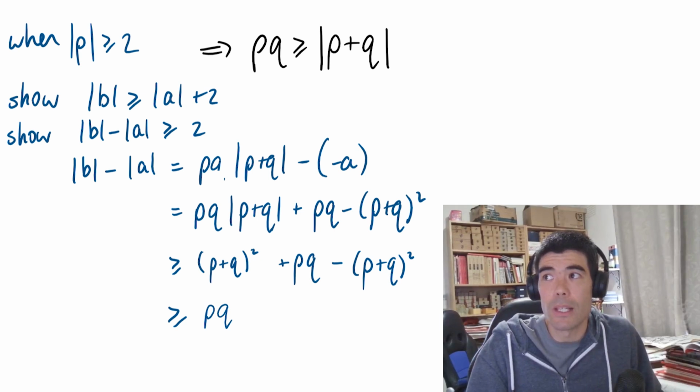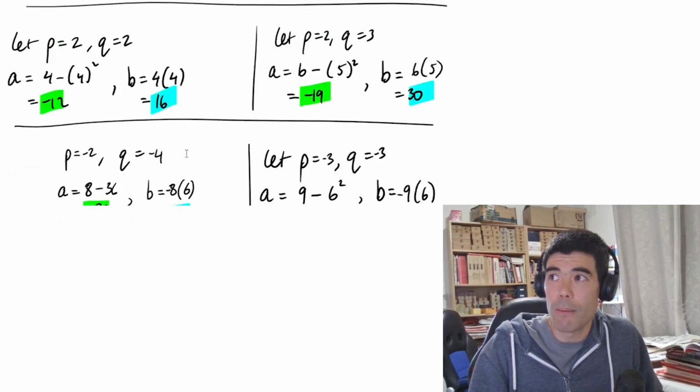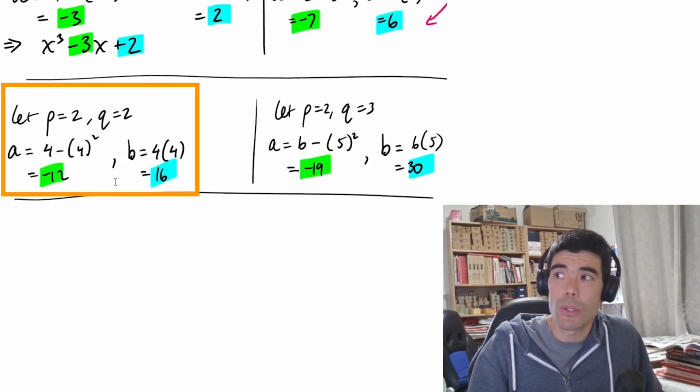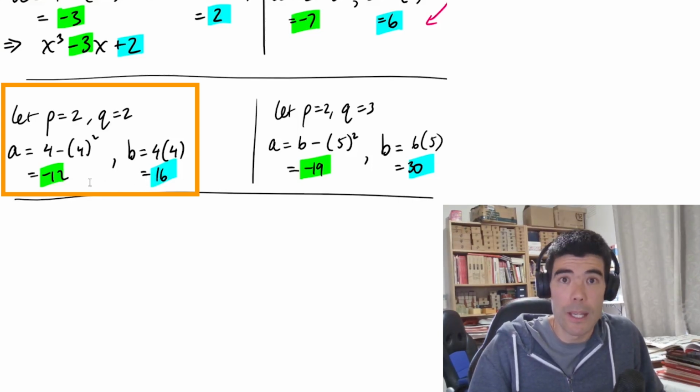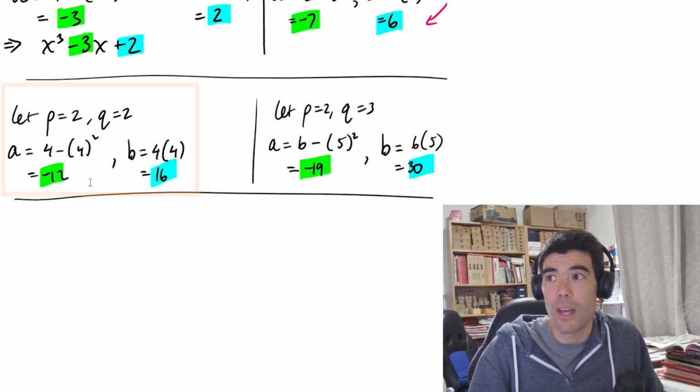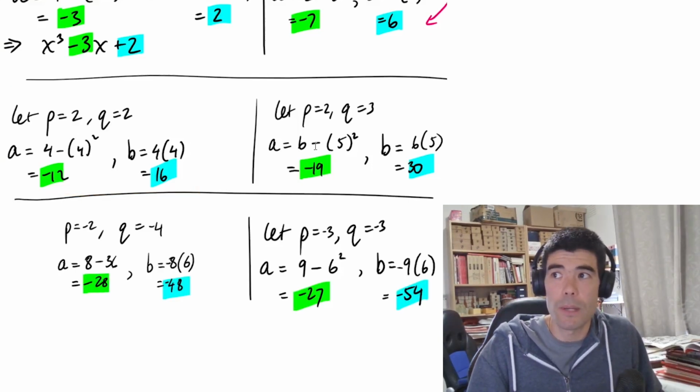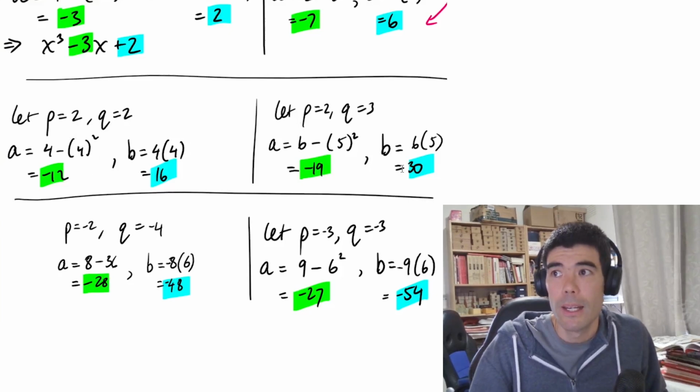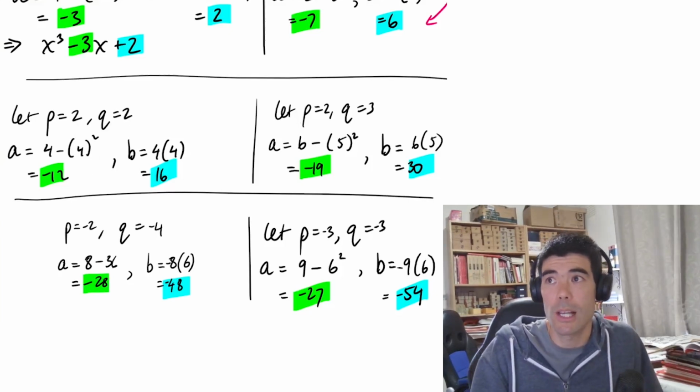So we said P was at least 2, and P was the smaller of the two roots, so Q must be at least 2. And this expression must then be greater than or equal to 4. That agrees with what we showed in our example above. When P is 2 and Q is 2, we got exactly B is 16 and A is negative 12. So the size of B is exactly 4 larger than the size of A. As we increase the size of P and Q, they get further and further apart, and the size of B becomes much larger than the size of A.